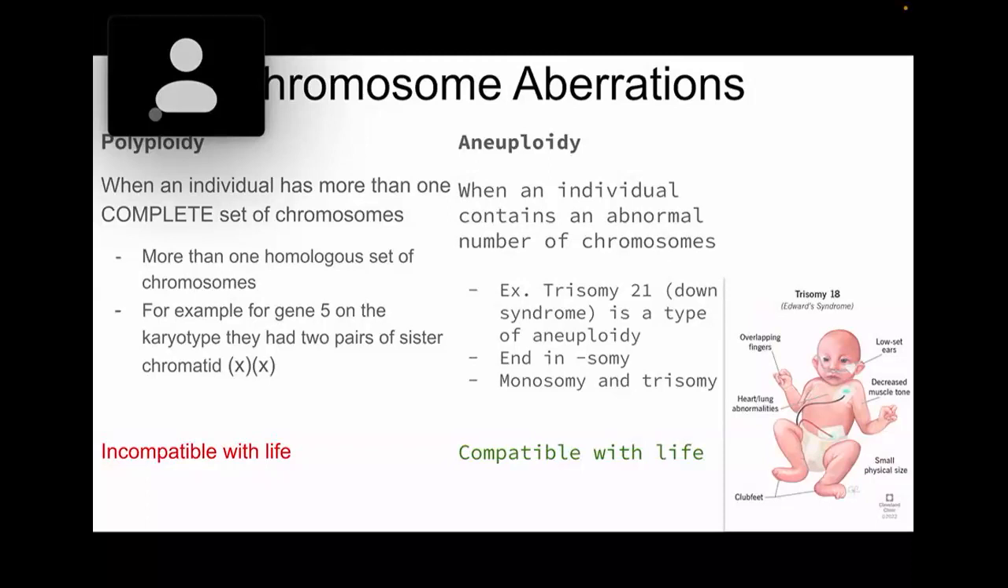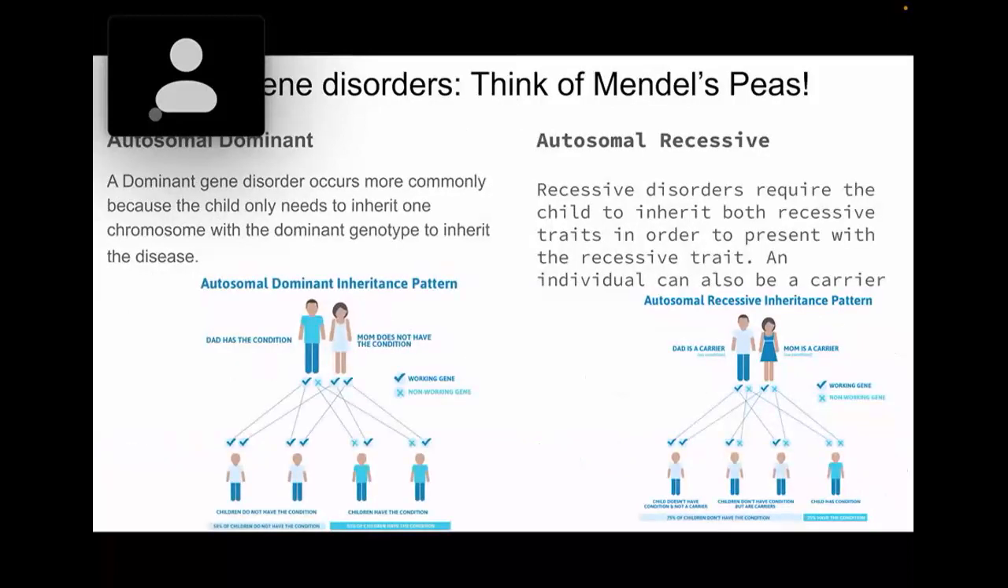However, our aneuploidy, think abnormal, like trisomy 21. They simply have an extra chromosome. They don't have an extra set, they just have an extra chromosome. These will end in -somy, such as monosomy and trisomy, like trisomy 18, Edwards syndrome. This is compatible with life. However, these kiddos and patients are going to require a little bit of extra care.